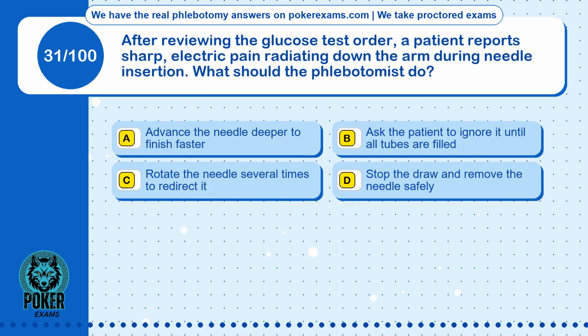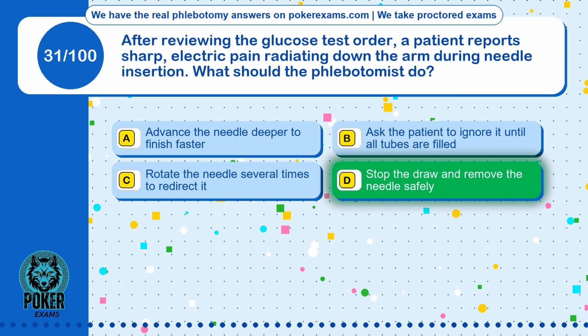Question 31. After reviewing the glucose test order, a patient reports sharp, electric pain radiating down the arm during needle insertion. What should the phlebotomist do? Option A. Advance the needle deeper to finish faster. Option B. Ask the patient to ignore it until all tubes are filled. Option C. Rotate the needle several times to redirect it. Option D. Stop the draw and remove the needle safely.